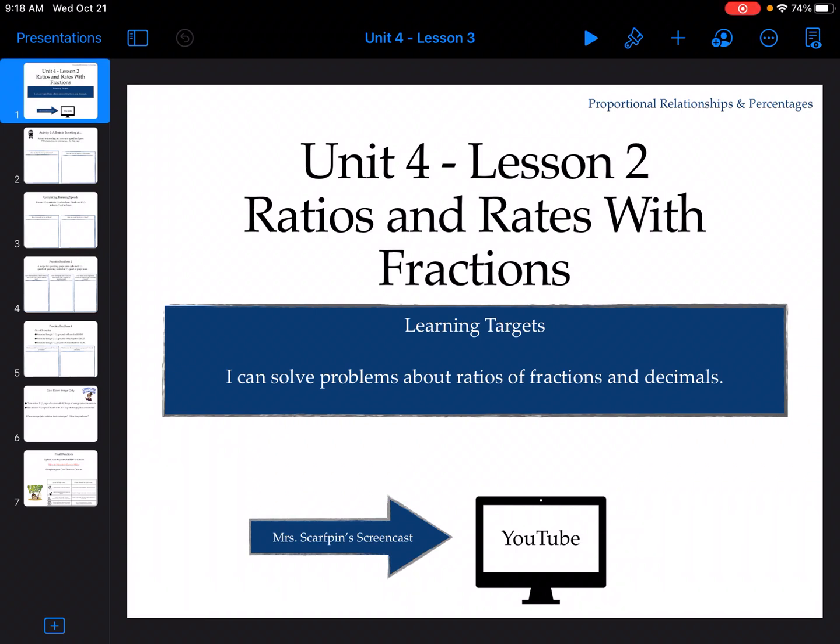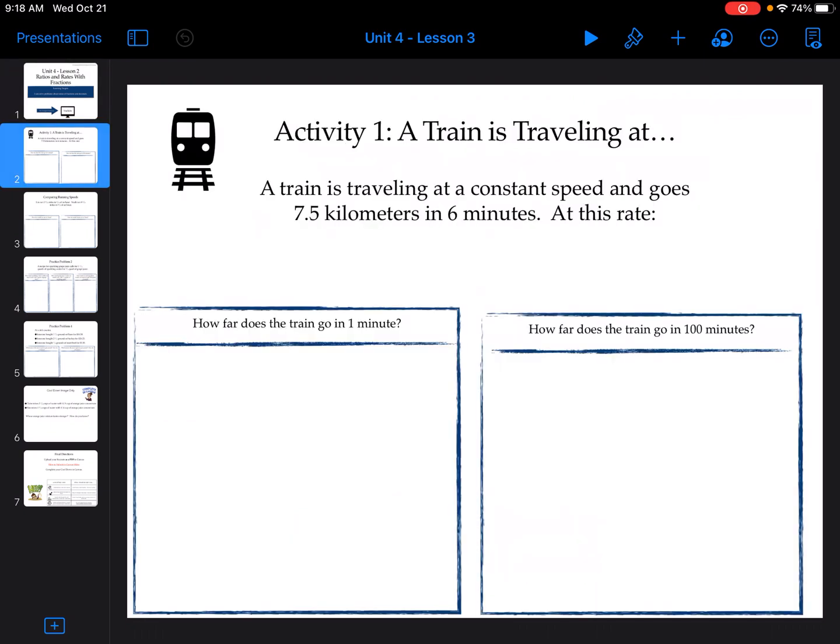Unit 4, Lesson 2, Ratios and Rates with Fractions. I can solve problems about ratios with fractions and decimals.